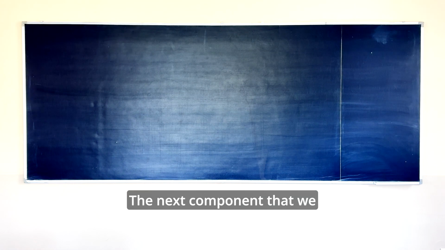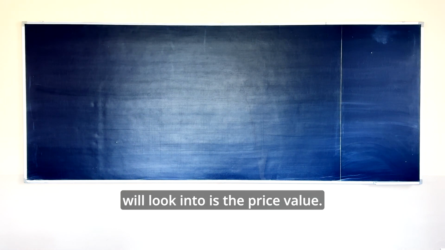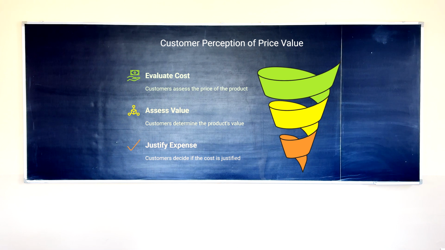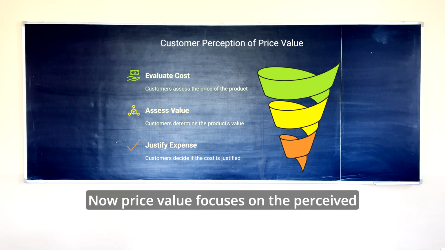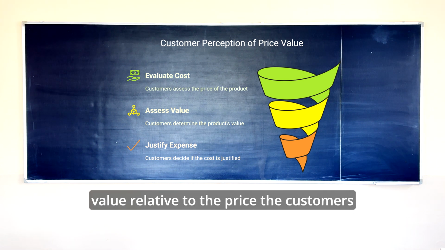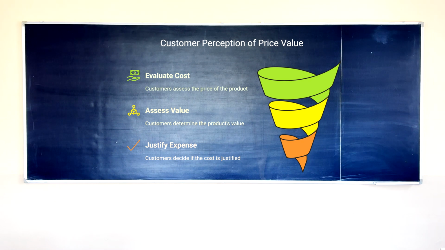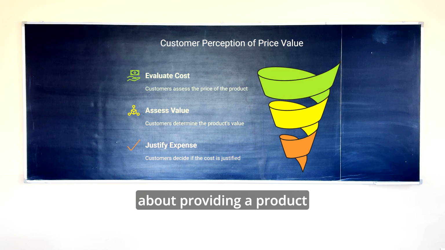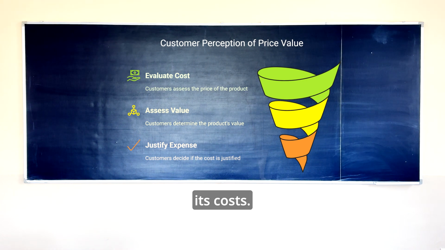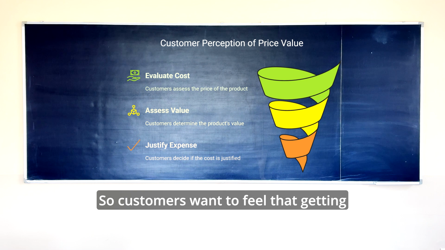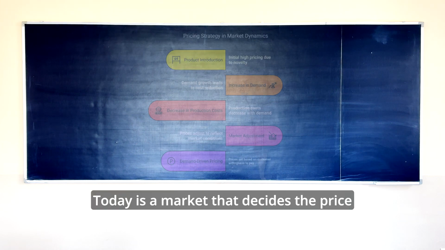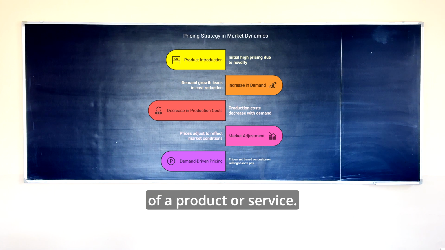The next component that we will look into is the price value. Let's understand what price value means. Price value focuses on the perceived value relative to the price the customers pay. It's not just about being cheap, but about providing a product or service that justifies its cost. So customers want to feel that they're getting their money's worth. Today it is the market that decides the price of a product or service.